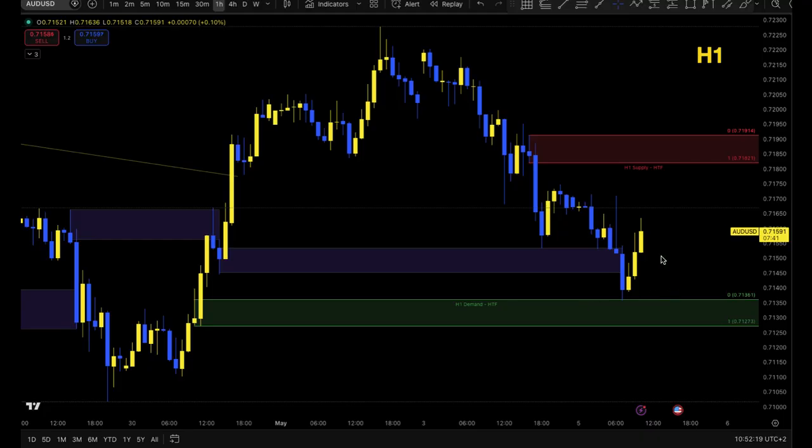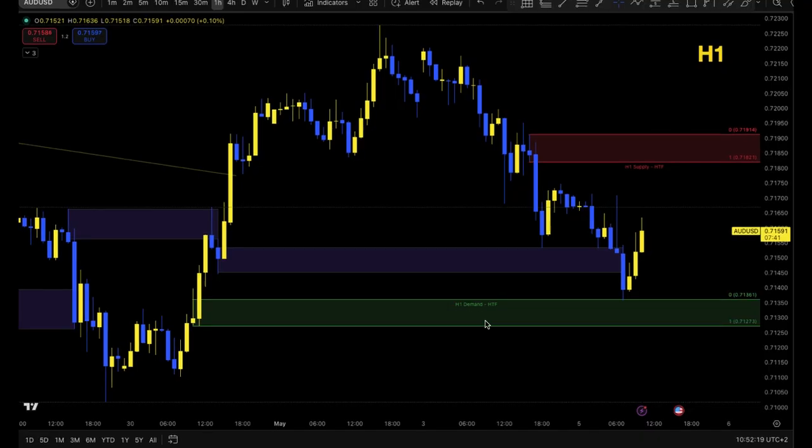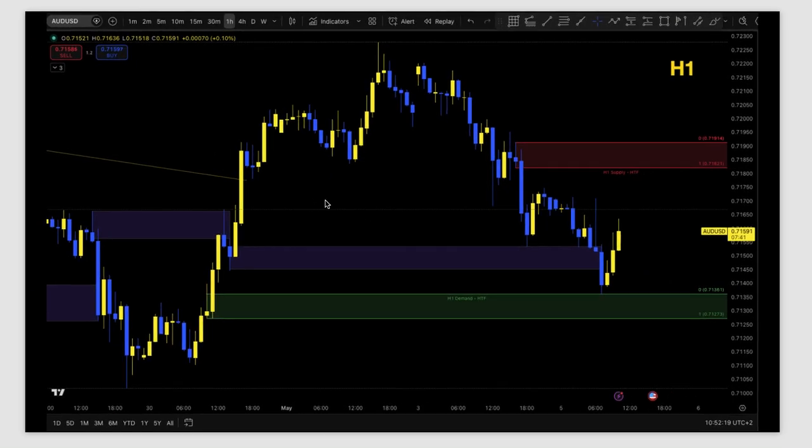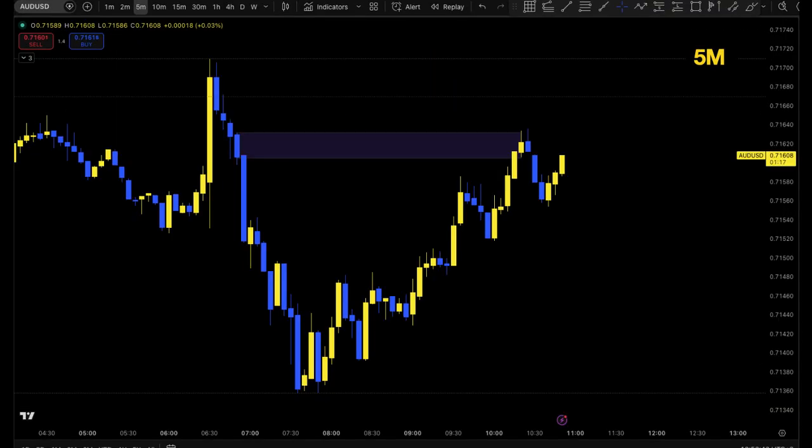So now price is in between supply and demand. But as we can see that the second demand zone here is now in control. So price is reacting off this demand zone quite nicely. So what can we do as traders? We jump onto our 5-minute chart. This is entry time frame.